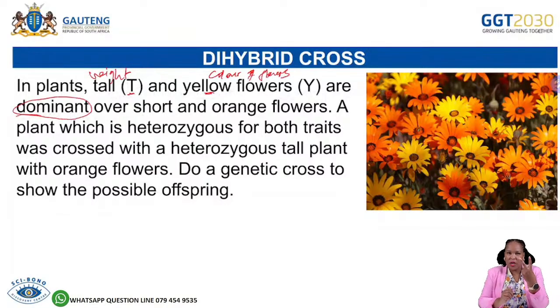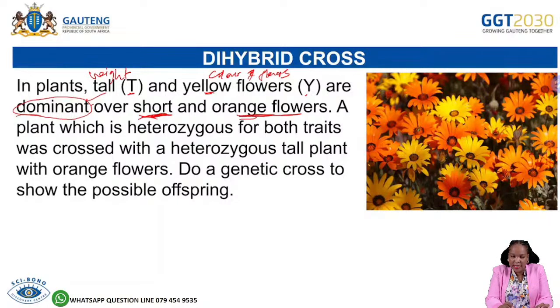So there are two characteristics. Tall is represented with the capital letter T, and we are told that it is dominant. Yellow is represented by capital letter Y, and we are told that it's also dominant. They are dominant over what? Over short and orange flowers. Now here, you see you are not given letters for short, and you are not given letters for orange.